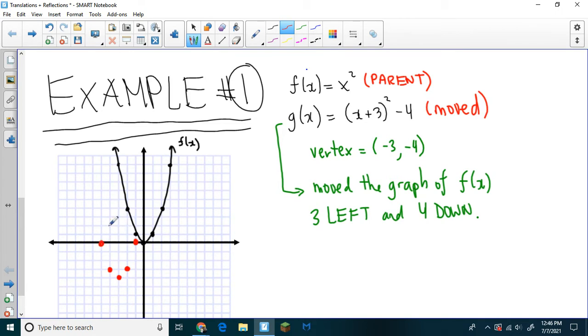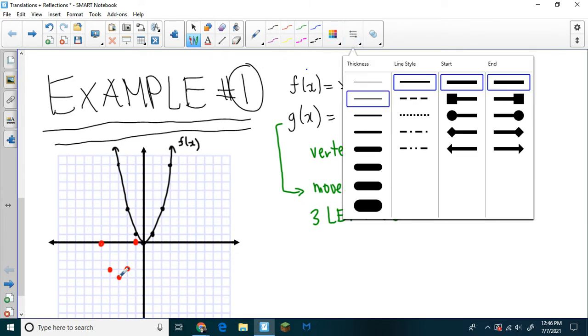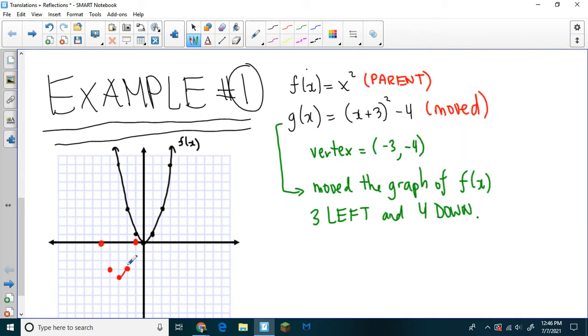And then really, that's enough. I know there are some more points up here, but we know what a parabola looks like, so we don't really need to worry about it. And now I'm just going to draw my parabola here. Okay, and I'm just going to call this g of x.